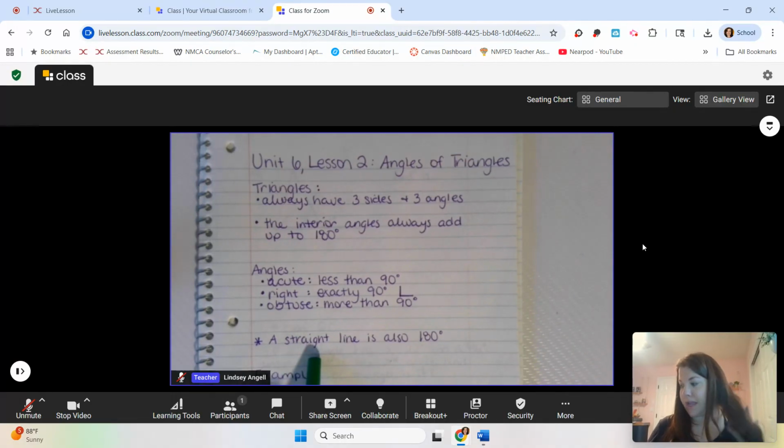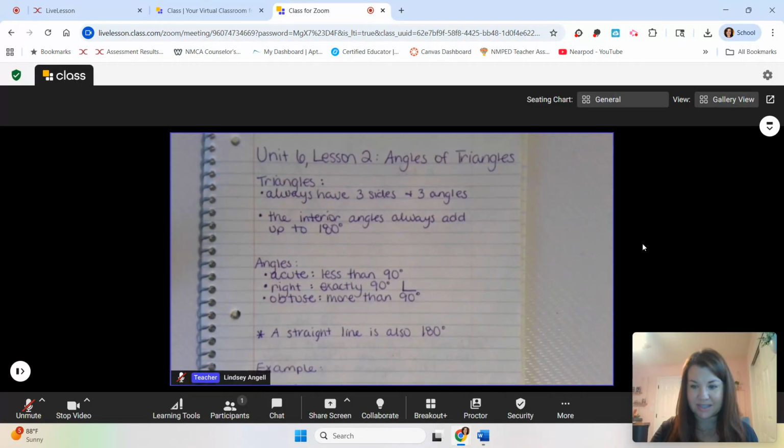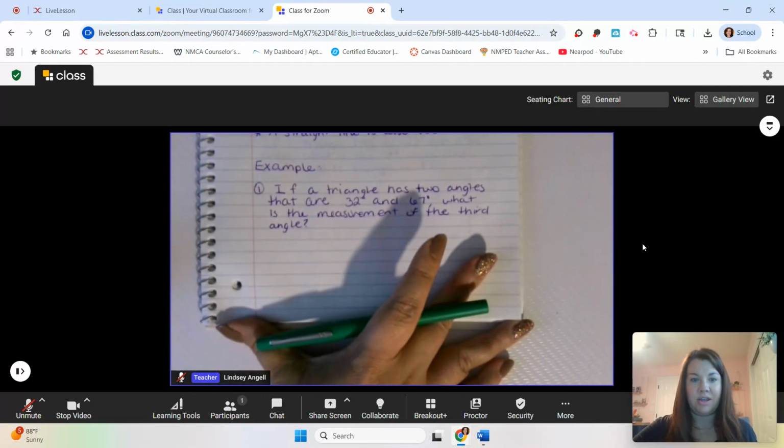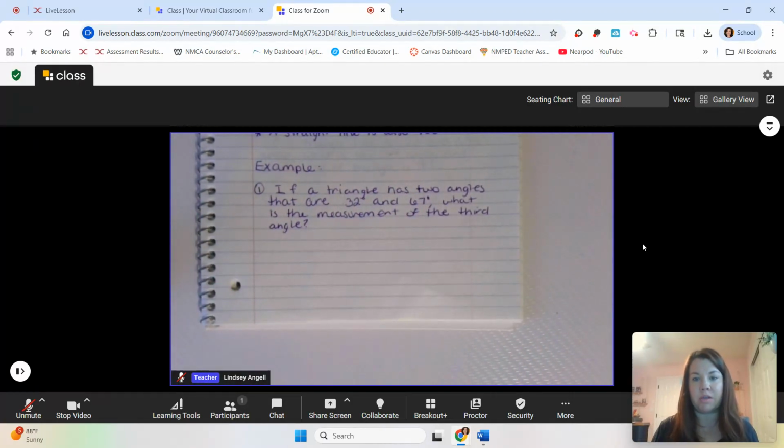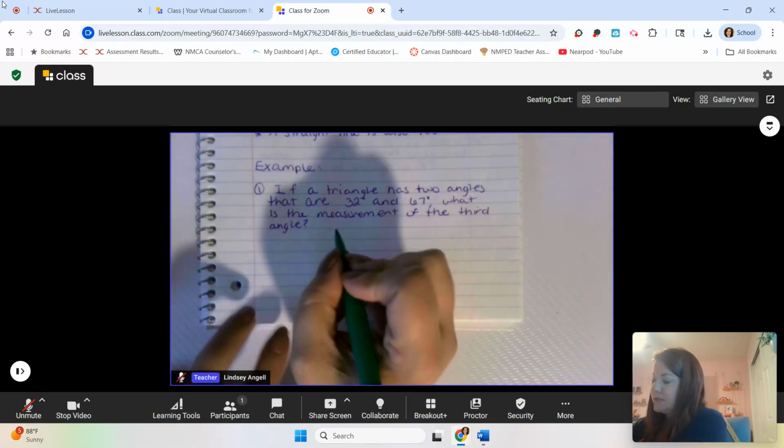A straight line is also equal to 180 degrees, and that'll come into play in a little bit. So let's get into some examples. Number 1, if a triangle has 2 angles that are 32 degrees and 67 degrees, what is the measurement of the third angle? Okay, so there's some information that I gave you up top that helps us with that.